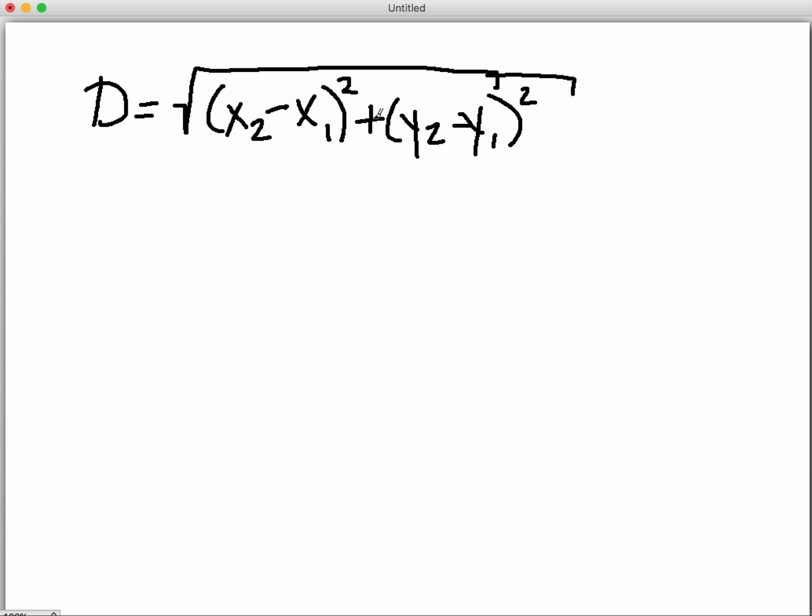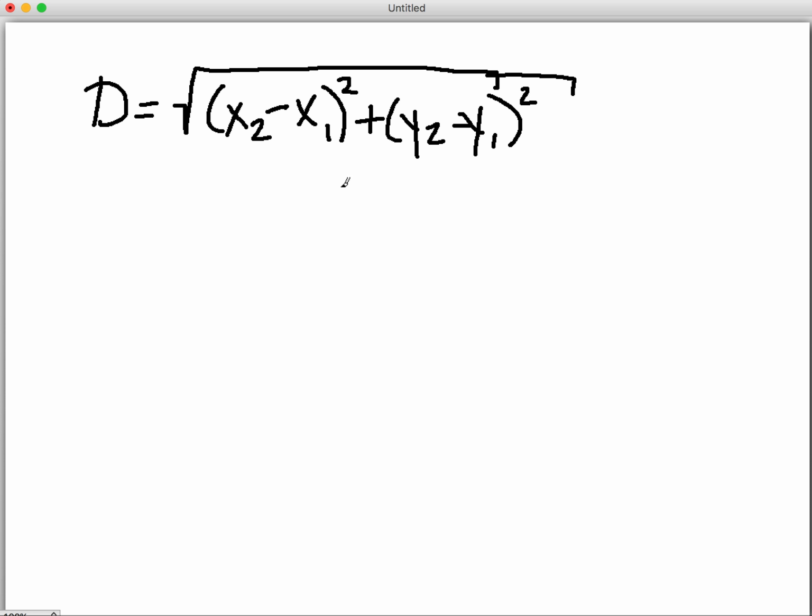So there's a couple of things you need to notice here. When we square the value inside the parentheses right here, it's always going to become a positive number. The same is going to happen here for the y values. When we square it, it's being done inside the parentheses. So I'm going to be adding two positive values together.